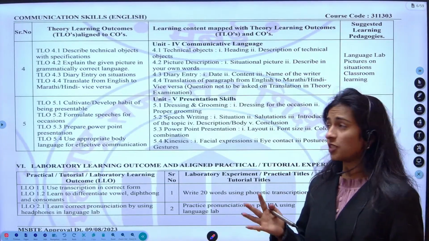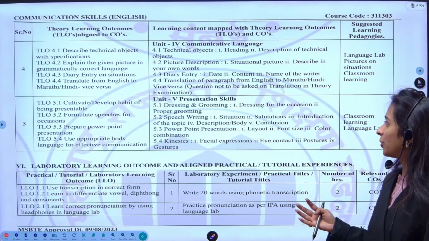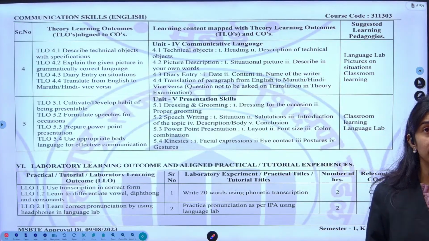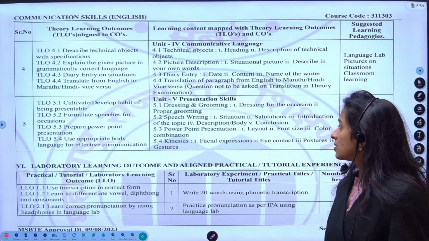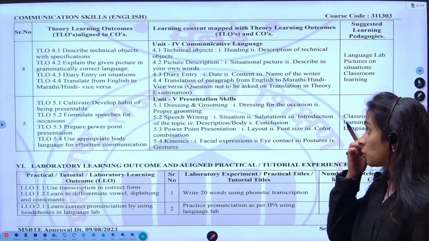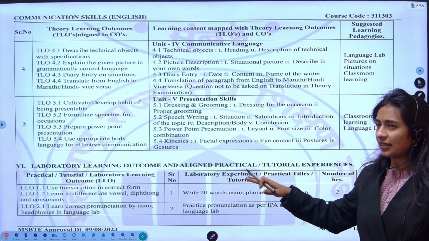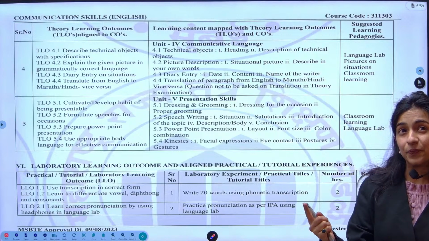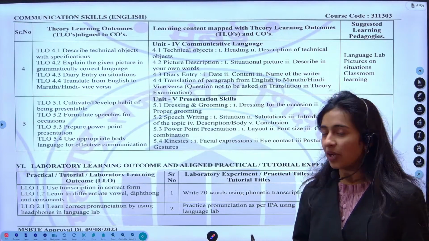Unit 5 is presentation skill. I used to call it a 21st century skill, because it is really important, especially for students who are in college, because how you present yourself is really important. And why it's a 21st century skill, I'll quickly explain. We usually say that the first impression is the last impression.